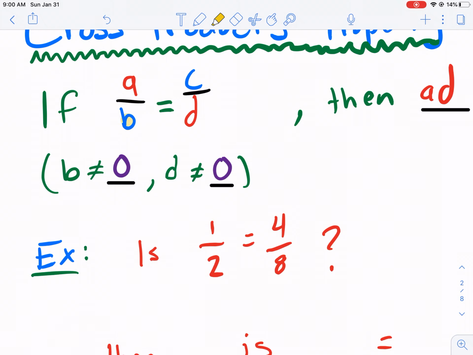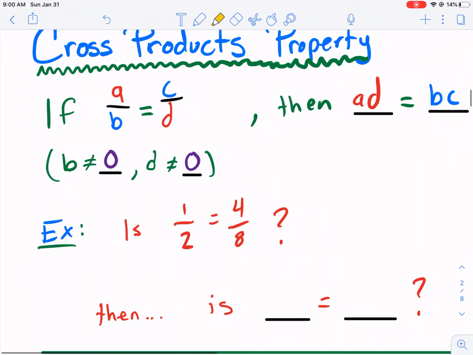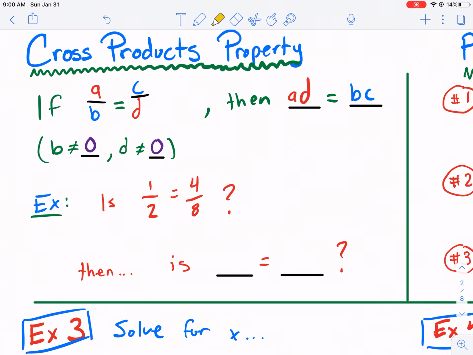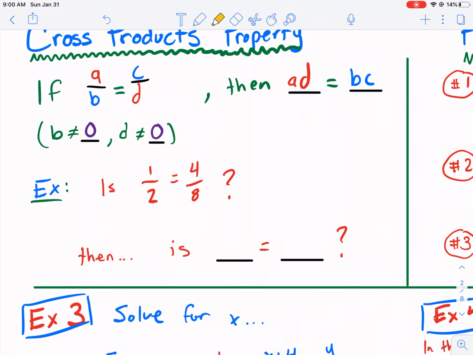Why not? Well, if these two numbers are 0, then we're going to be dividing by 0 and we're going to have undefined solutions, and we can't have that. So B cannot be equal to 0, D cannot be equal to 0. Now, let's test it out.